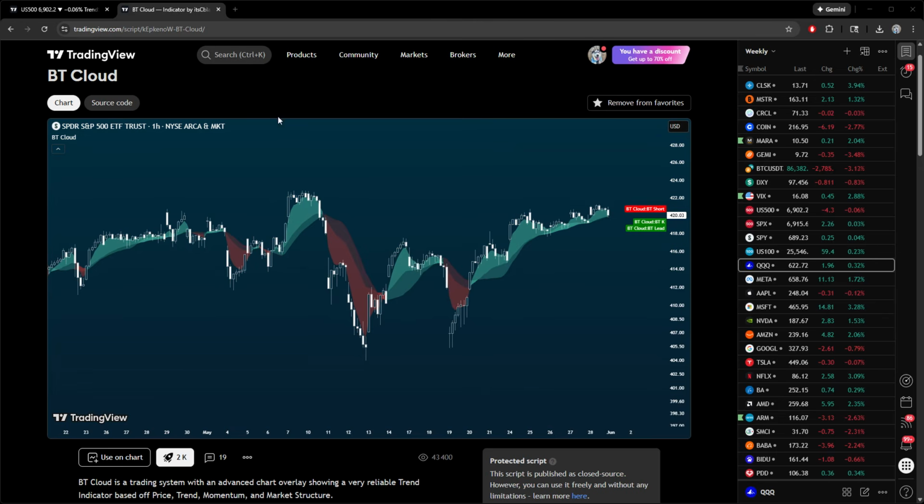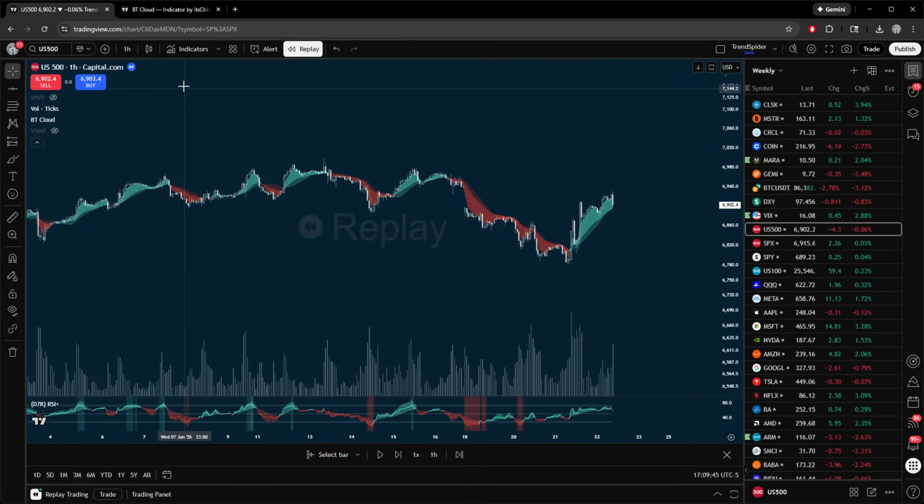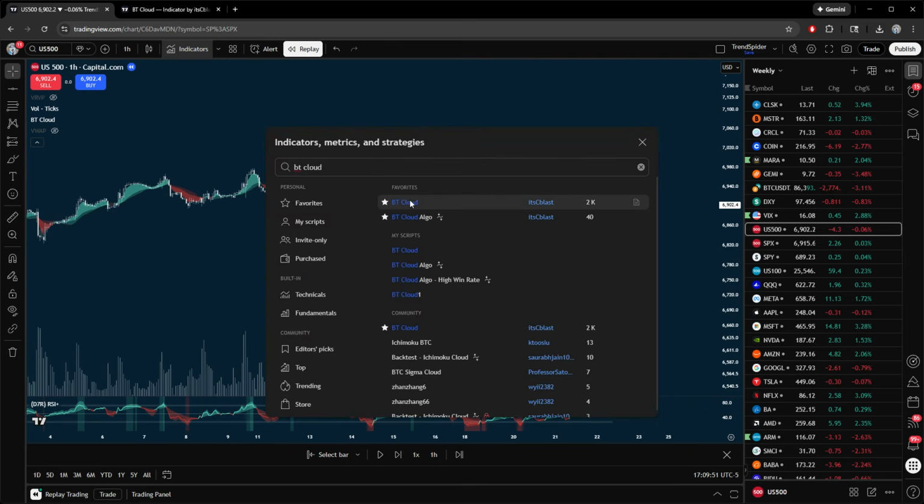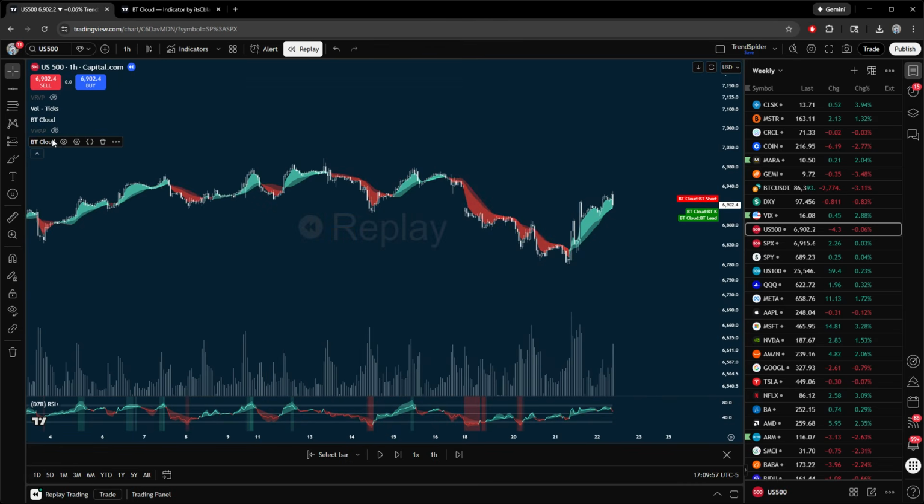Let's get started. First, let me show you how to set up the BT Cloud indicator. I'm on TradingView and I'm going to search for BT Cloud in the indicator section. Here it is, BT Cloud by Siblast. I'll add it to my chart. As you can see, it creates a colored cloud on the chart. The cloud color tells us everything we need to know about trend direction.